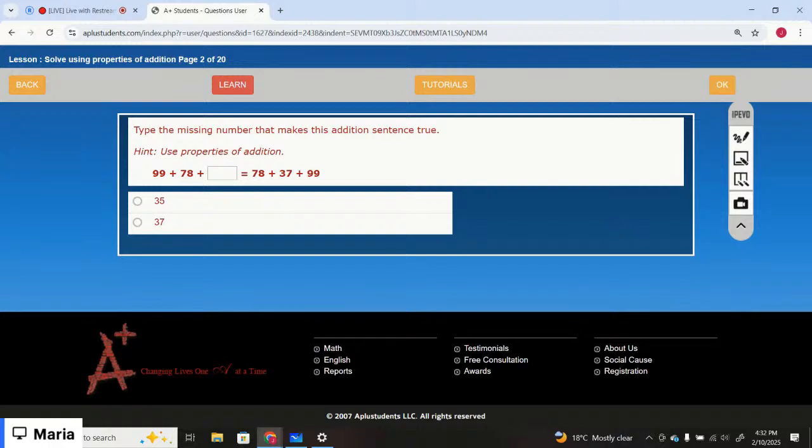Type the missing number that makes the addition sentence true. So which number is missing? The missing number is 37. Option number 2 is the correct option. That is 37.